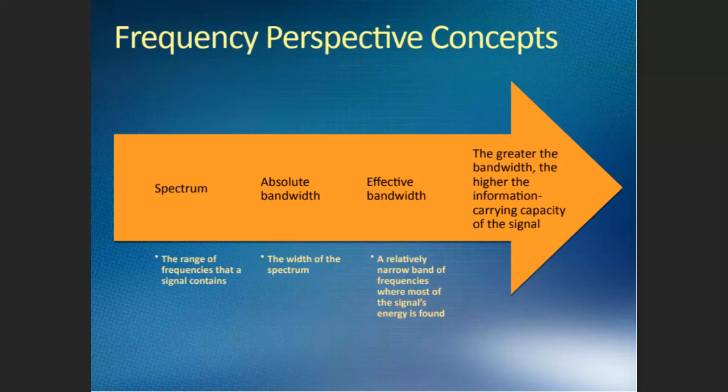Like I'll give you an example. When you have a torch light, you come to a dark room and then you turn on the torch, the spectrum will be big. And the absolute bandwidth will be maybe 5 meters. But the effective bandwidth will be maybe in the middle, 2 meters, 1.5 meters. Trust me, you don't have to go tonight and buy a torch.